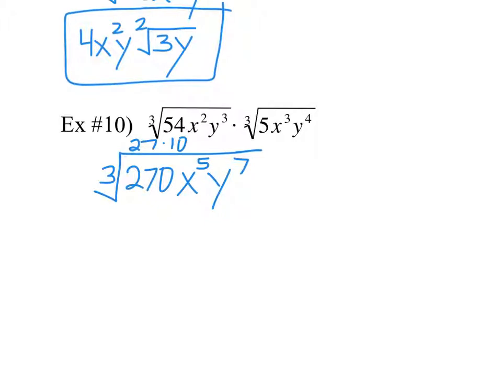All right, so the cube root, we're going to do the number part first. The cube root of 27 is 3. And then 10 stays back because it's not a perfect cube. Now, 3 goes into 5 one full time with 2 left over. And then 3 goes into 7 two full times with 1 remainder.